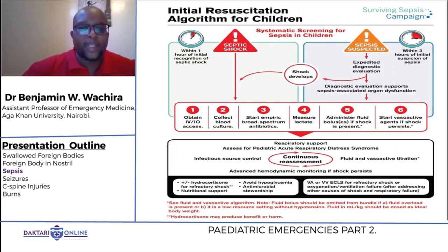And then again, if after 2-3 boluses, your child is not getting better, consider starting your inotropic support or vasopressors, and then of course, again, give steroids to this group of patients. Again, in any fluids, also consider your maintenance fluid. I say you resuscitate, but there's also the maintenance that needs to be done.